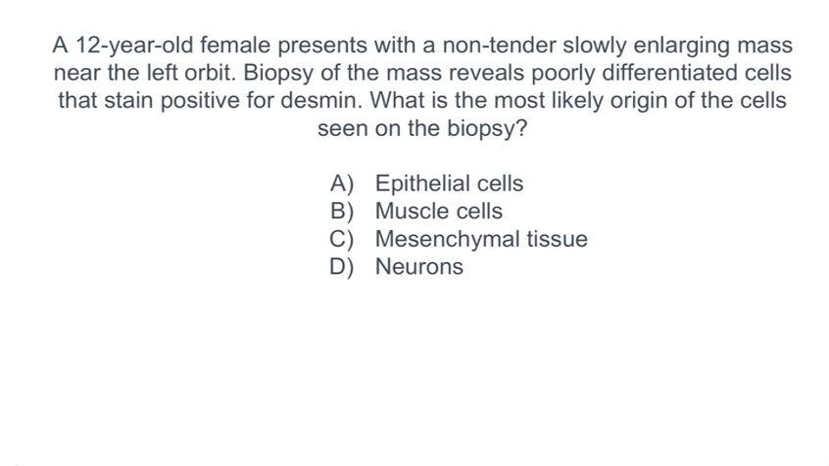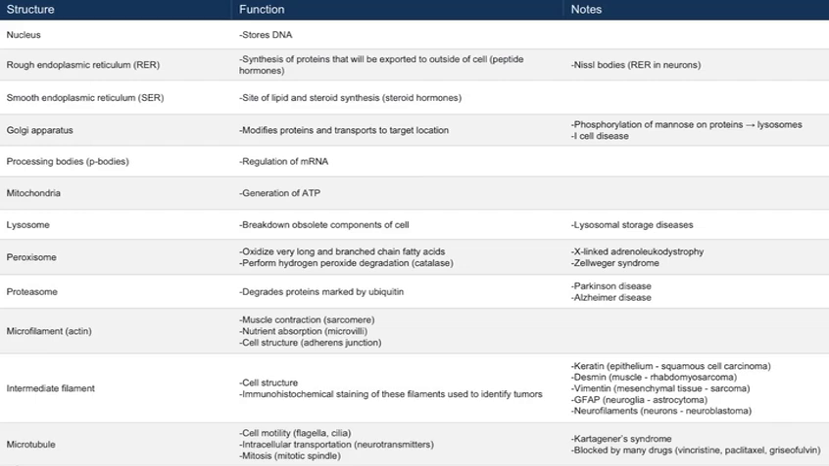Hopefully from the question stem you notice that this patient has a tumor that stained positive for desmin. Recall that desmin is an intermediate filament present in muscle cells. So the answer is B. From the table you can see that desmin is found in muscle cells and can be associated with rhabdomyosarcoma, which is most likely what this patient has.